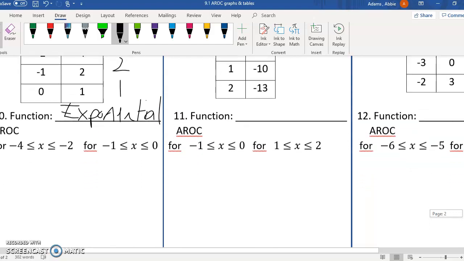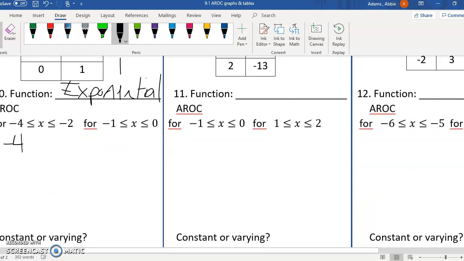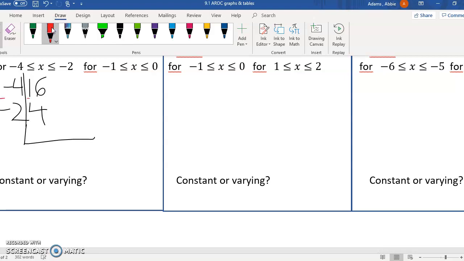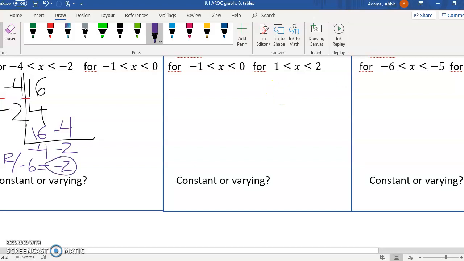When x equals -4, y equals 16. And when x equals -2, y equals 4. Let's do our slide here and find our differences. So I have 16 minus 4 in my numerator, -4 minus -2 in my denominator. 16 minus 4 is 12. -4 minus -2 is -2. So this is going to give us an average rate of change of -6 for the first interval.